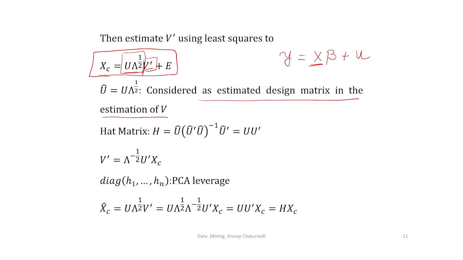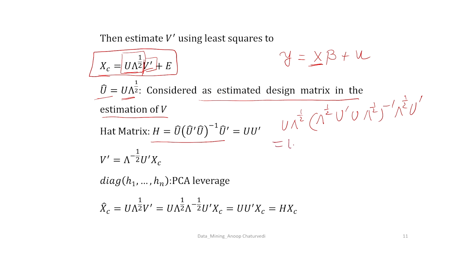And using this U lambda to the power half, you can obtain this hat matrix. If you write U lambda to the power half equal to U hat, and you consider it as your design matrix, then the hat matrix is this. Then we substitute the value of U hat, which is equal to U lambda to the power half. So, you get U lambda to the power half, then U hat transpose is equal to lambda to the power half U transpose, U lambda to the power half inverse, lambda to the power half U transpose.